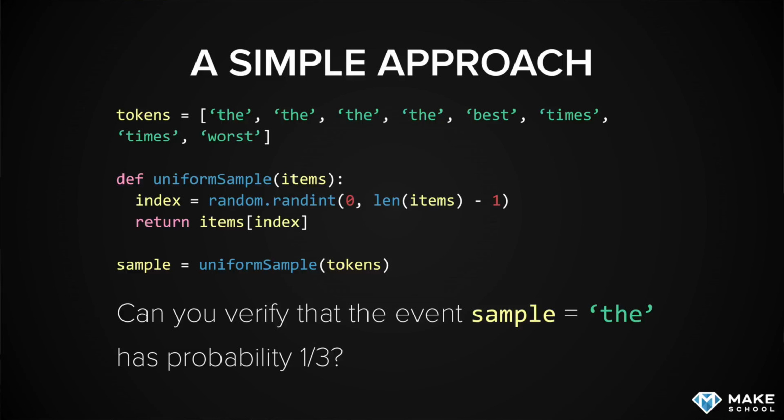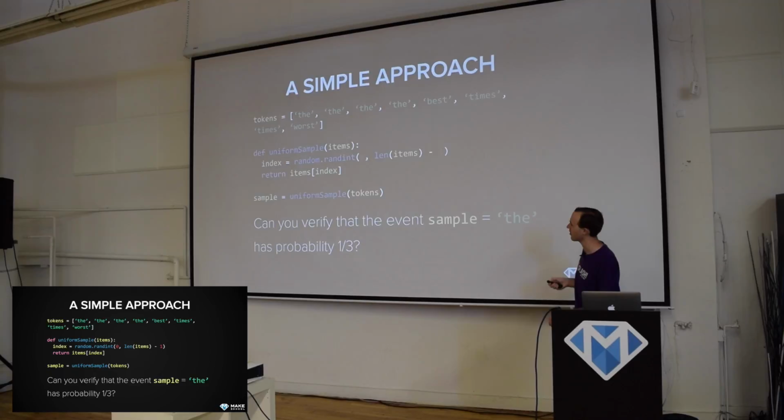Here's the randint function, which picks a random integer uniformly at random between the 2 endpoints you give it. So here we're saying we'll pick one between 0 and the last index in the list, that's the length minus 1. And we return the item at that index.